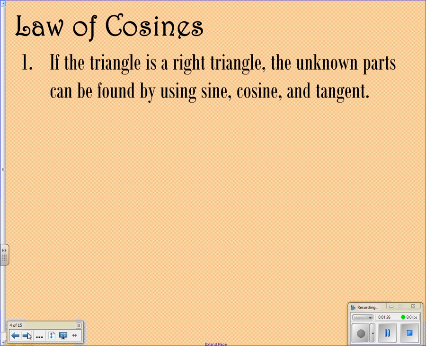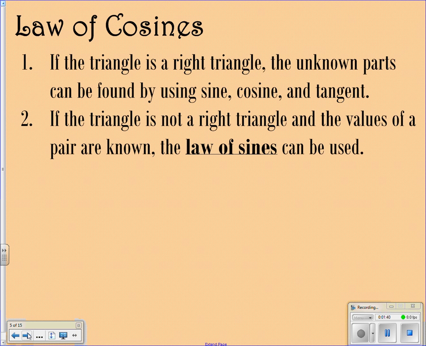So if you have a right triangle, you can use sine, cosine, and tangent to find your missing parts. Anytime you have a right triangle, you just use your sine, cosine, and tangent. Like what we've been doing, you started doing that in Algebra 2. If your triangle is not a right triangle, but you have a pair of values known, an angle and a side pair, then you can use the law of sines that we talked about a couple weeks ago.